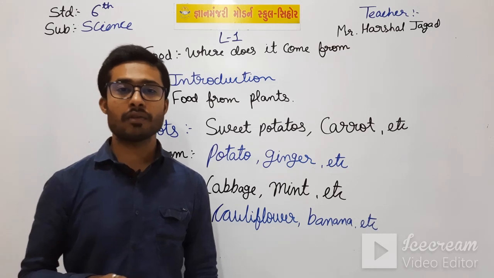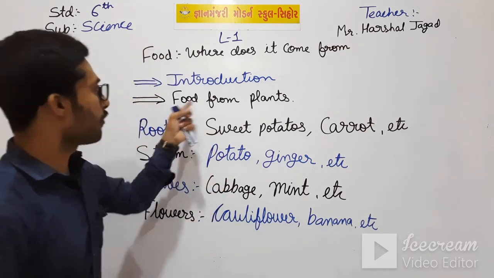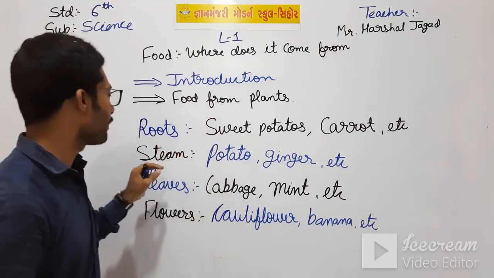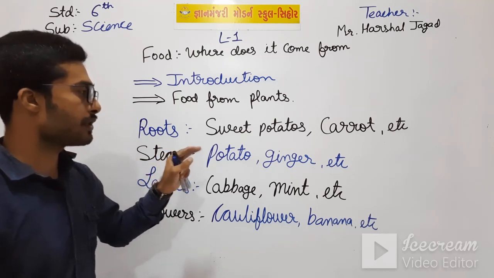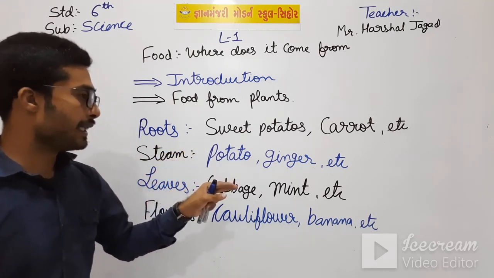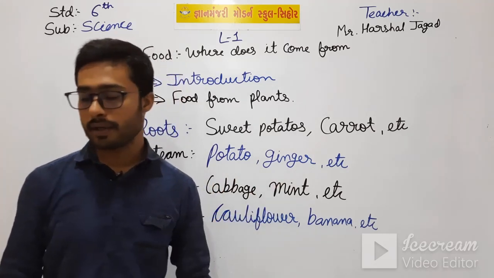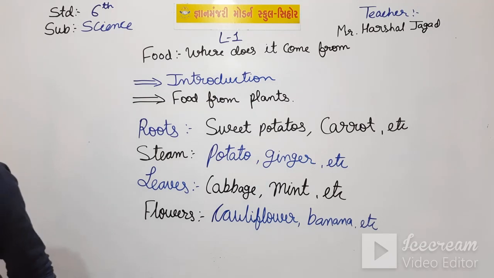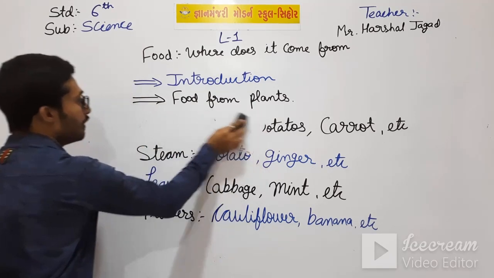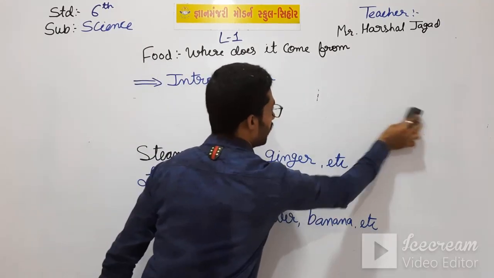So all this we have seen in the previous video, food from the plants. From the roots we get sweet potato, carrot, etc. From stem we get potatoes, ginger, etc. Leaves, cabbage, mint and all, etc. Flowers, cauliflower, banana. Okay students? Okay, now we will see further.